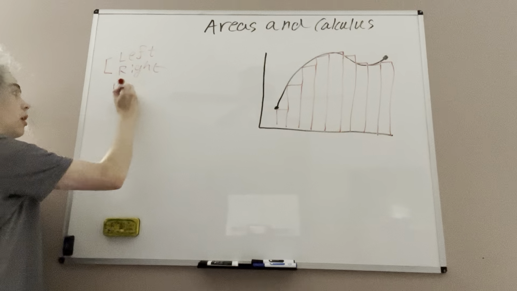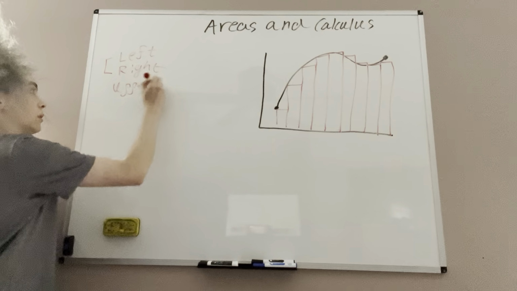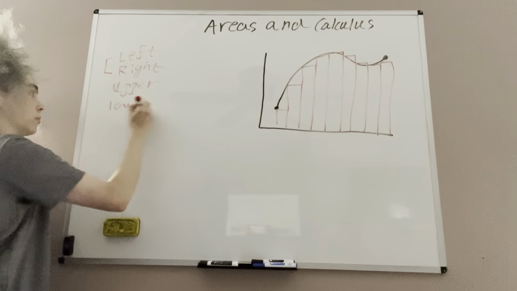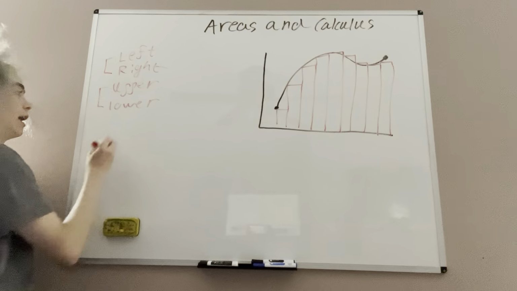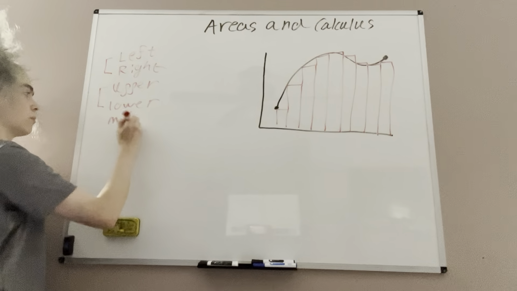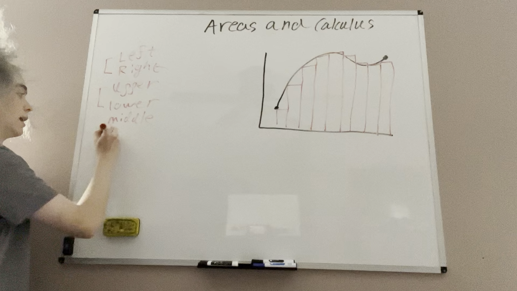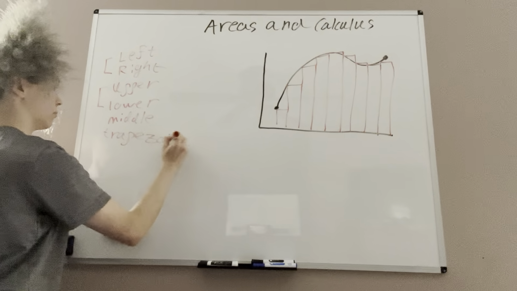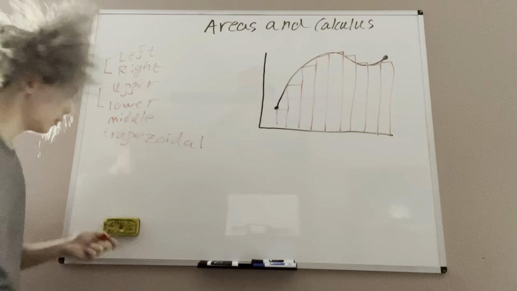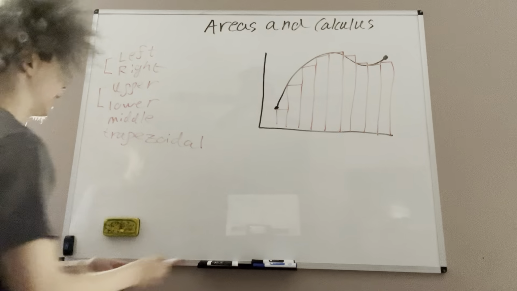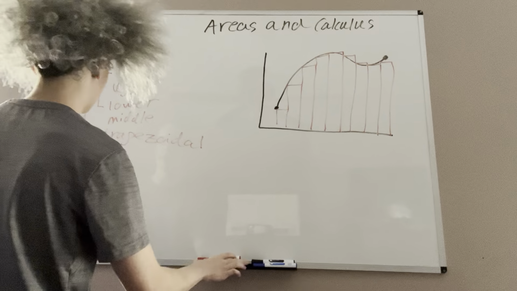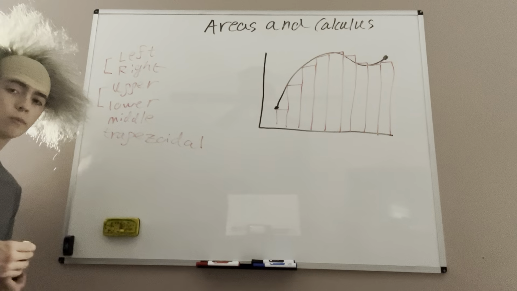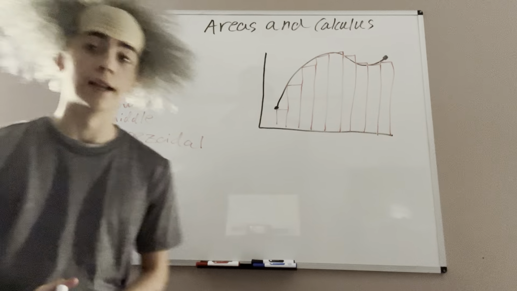Left-hand sums, right-hand sums, and those are related, very much so. And then we're going to talk about upper sums, and then lower sums. Those are related. And then we'll talk about middle sums. And then last but not least, certainly trapezoidal. Middle and trapezoidal, not super related. They're kind of their own thing. But left-hand, right-hand sums are related. Upper and lower sums are related.